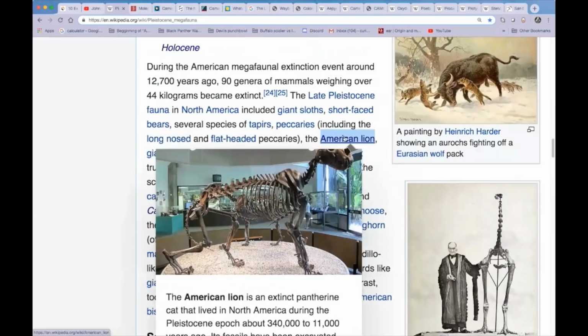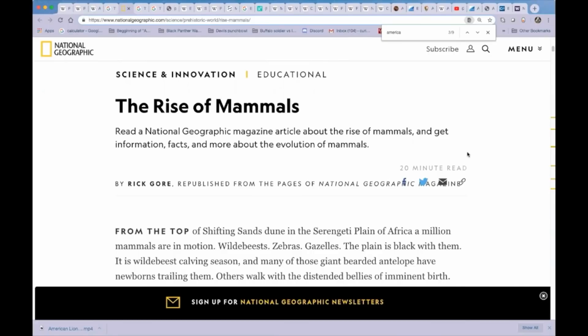We had lions. So we're going to talk about a lot of animals here and a lot of things. It might get boring to you, but it should not. It's a lot of good info. We're going to show a lot of correlation here. And this article I found in National Geographic correlates with what I'm going to be showing. It says here, the rise of mammals. We're going to go to a certain part of this article.